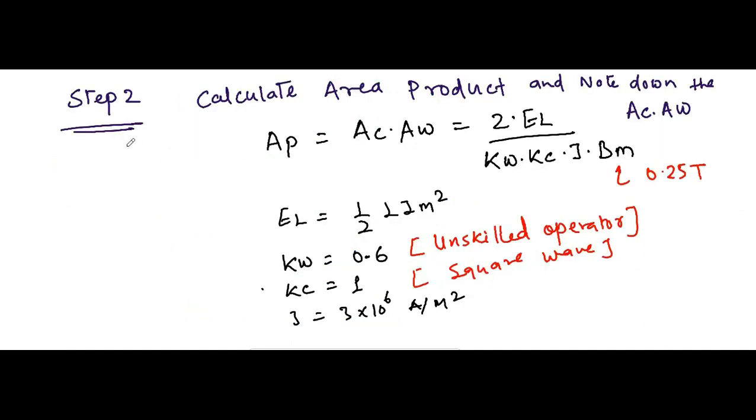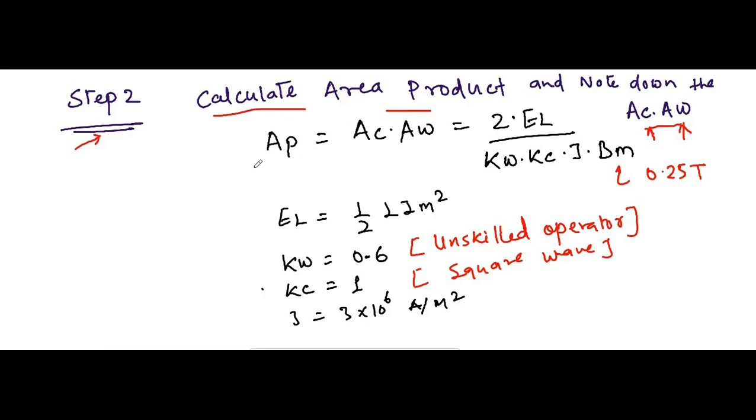Now, what is the second step? Once you get the value of the inductor, you go to the second step, in which you calculate the area product. Calculate the area product and note down the Ac and Aw from the core table. Ac is the core cross section area, and Aw is the window area. So you calculate the area product, that is Ap, and then note down the values of Ac and Aw from the core table.